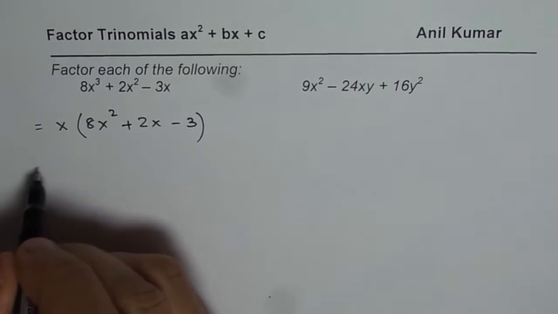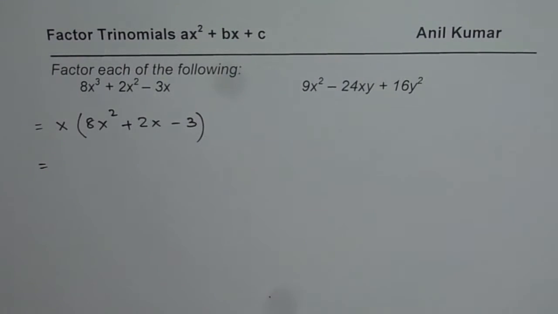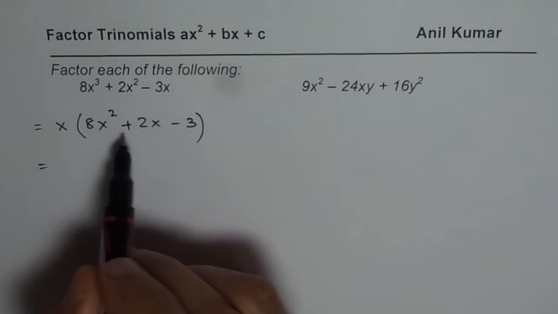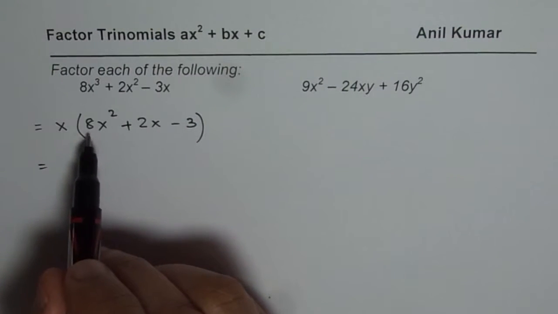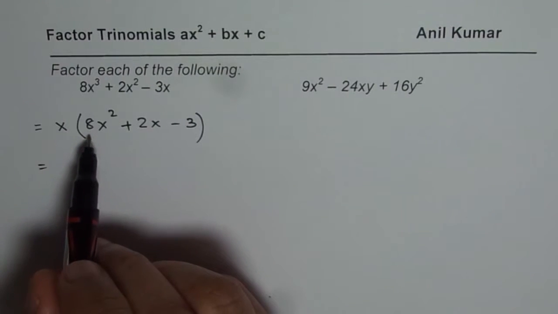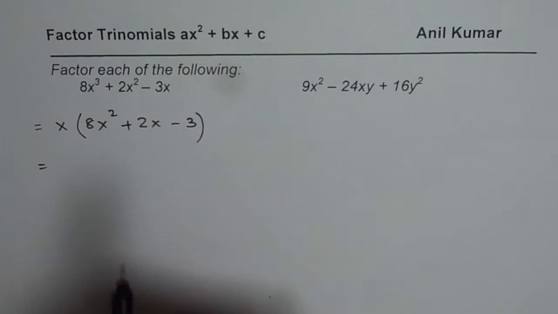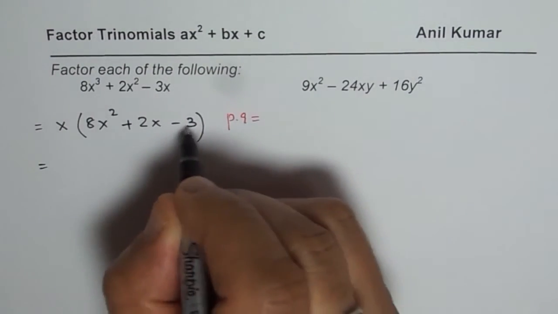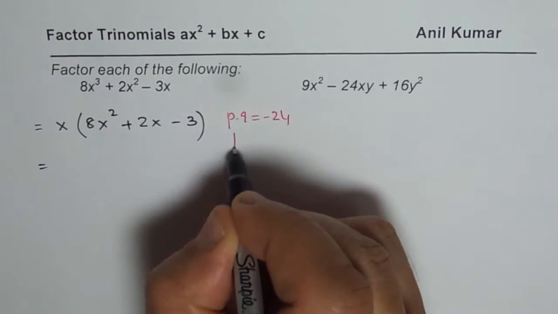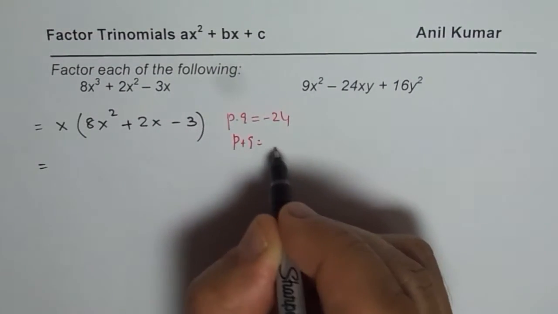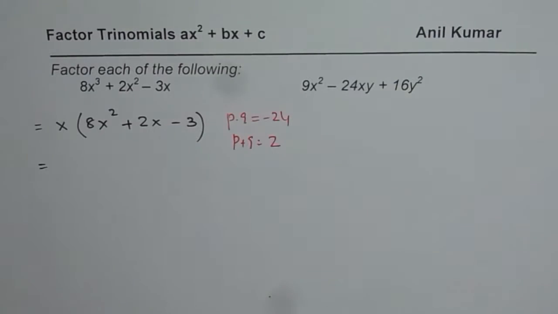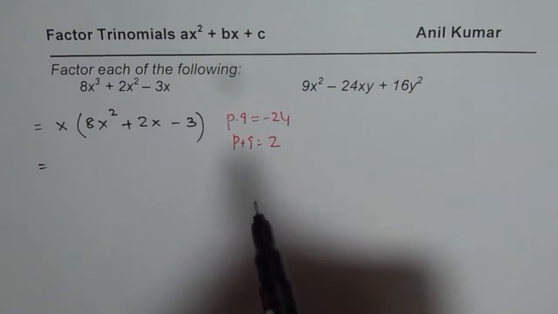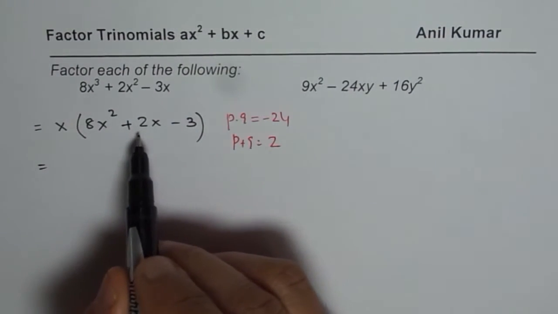Now we have factored one stage, we have factored x. Now we have a trinomial here whose coefficient is 8, greater than 1. What should we do here? Now we should look for two numbers whose product is 8 times minus 3. That means we're looking for two numbers p and q whose product is minus 24, and when you add them, you should get 2. So the two numbers could be 6 and 4, where the greater number, 6, should be positive.